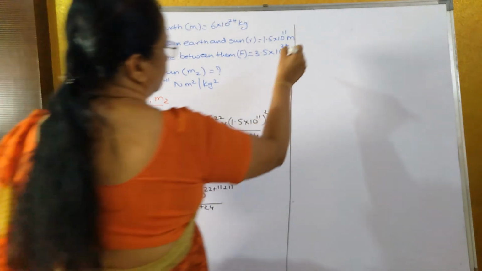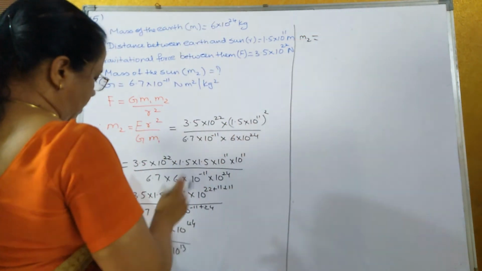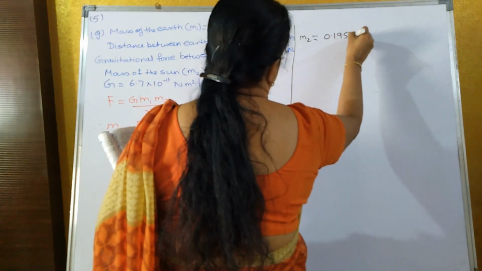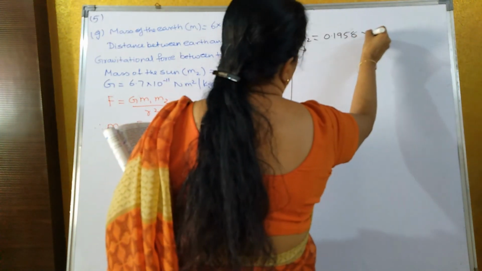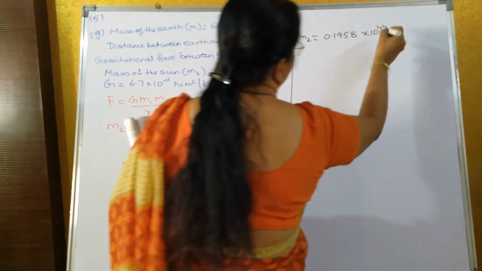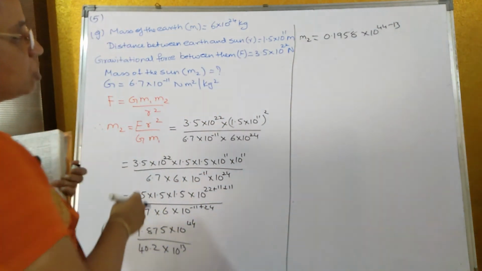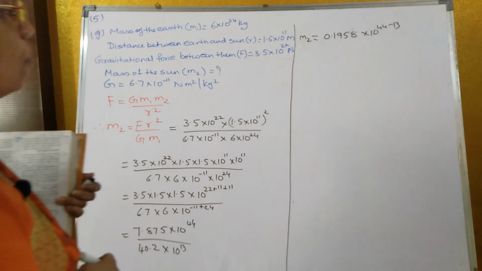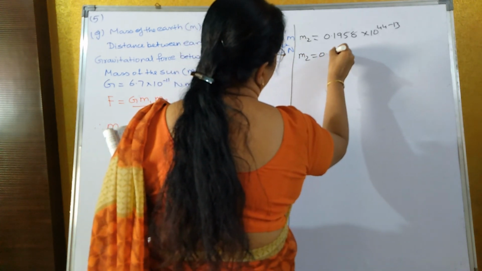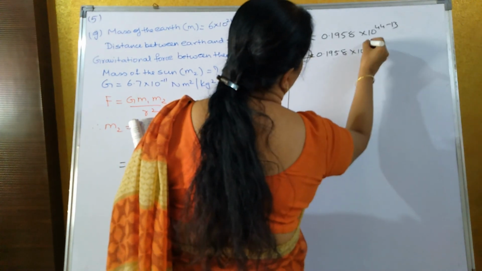So that is equal to m2. Now when you divide this you will get, when you divide 7.875 by 40.2, you get 0.1958, into 10 to the power of 44 minus 13. So m2 is equal to 0.1958 into 10 to the power of, when you subtract this, you get 10 to the power of 31.